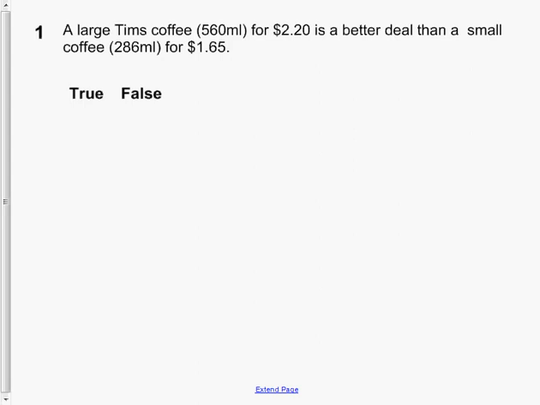So the first practice question says a large Tim's coffee, 560 milliliters for $2.20 is a better deal than a small coffee, which is 286 milliliters for $1.65. So in order for us to compare these coffees, we have to look at them in unit rates. So we can check for a unit rate. Usually it's cost per volume. So we're going to put our milliliters in the bottom and our money up top. So for the large, it's going to be $2.20 for 560 mils.